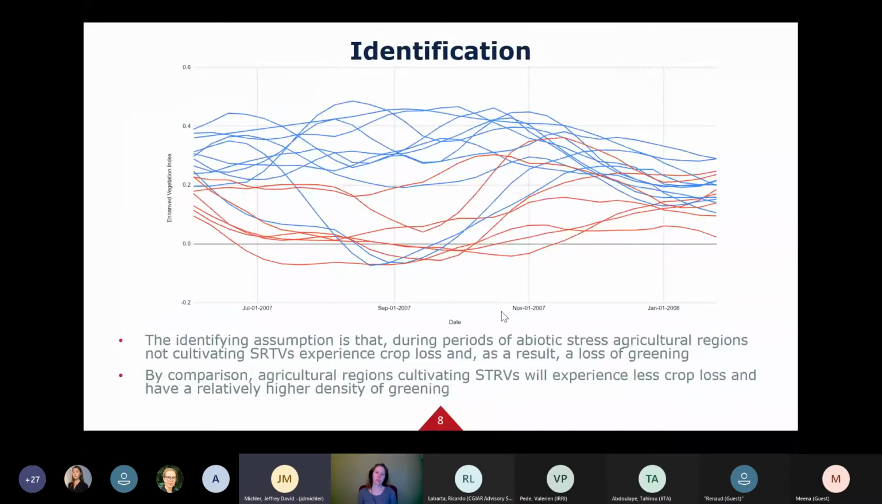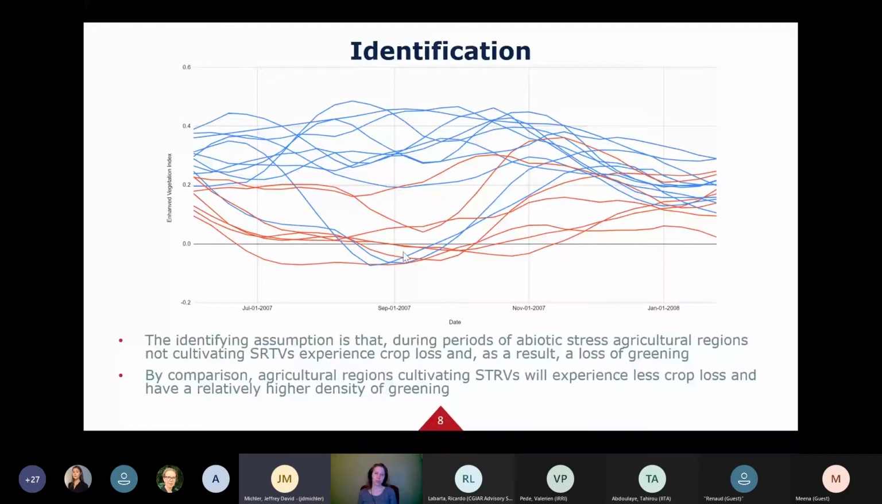So this relies on the identifying assumption that during periods of abiotic stress, agricultural regions not cultivating these seed varieties will experience crop loss and the NDVI will go down. And so it floods, and these red lines would be grid cells viewed from space in which the NDVI declines after flooding. And it eventually recovers a little bit, but it never comes back to its pre-flood or potential maximum.